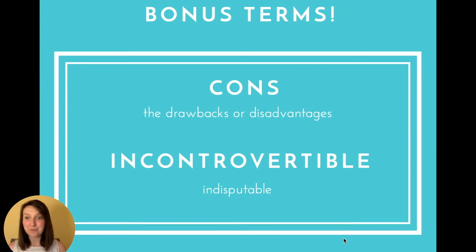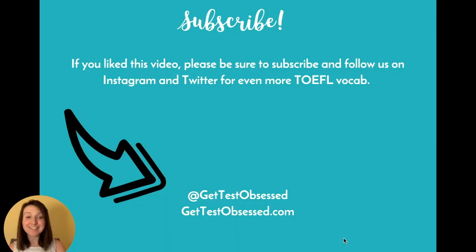And 2 bonus words that are derived from our original roots. Cons, as in the phrase pros and cons, means the disadvantages or drawbacks. And incontrovertible is something that cannot be refuted, something you can't go against. It is indisputable fact. And that is it.